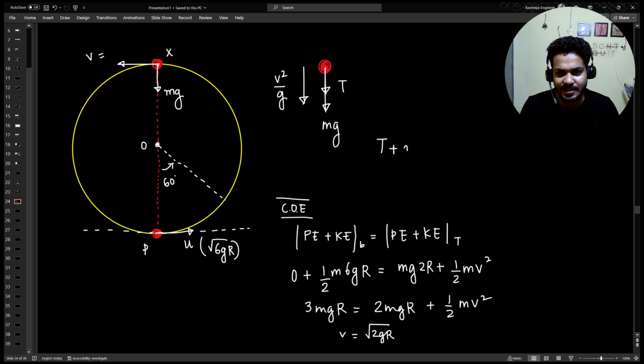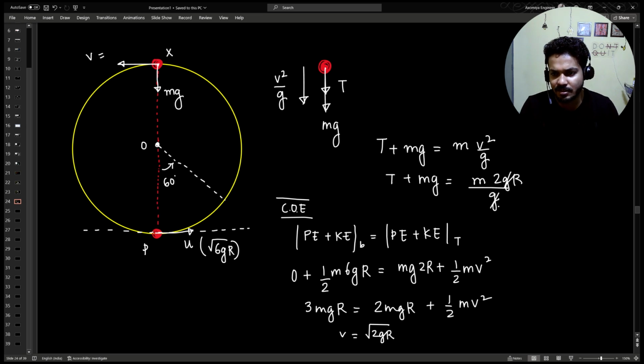You're going to say T plus mg is the net force, which is acting as the centripetal force, and this equals mass times acceleration, v square by g. But v square is something that we know. v square is 2gr, right? So if you do that, T plus mg becomes equal to what? m times 2gr divided by g. g cancels. Okay, something wrong. Oh, sorry, this is not mv square by g, it's mv square by r. So 2gr divided by r, r cancels. So you get tension equal to how much, guys?